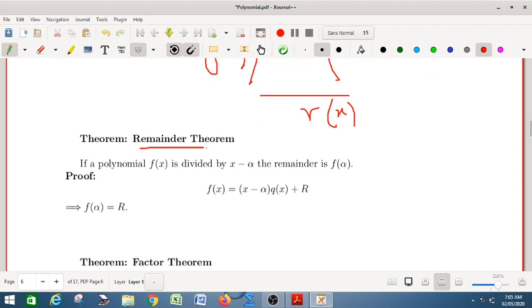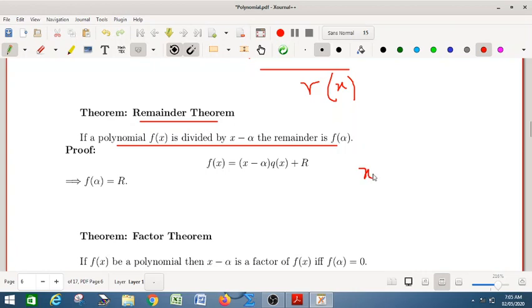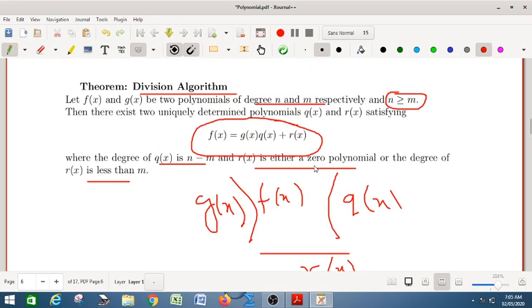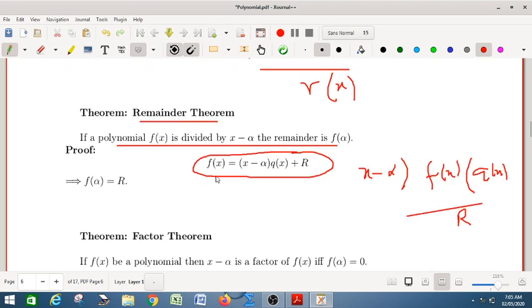Next we'll state the remainder theorem. If a polynomial f(x) is divided by x minus alpha, the remainder is f(alpha). That is, suppose f(x) is divided by x minus alpha, and suppose q(x) is the quotient and r is the remainder. Then from the division algorithm for polynomials, we can say this relation: f(x) is equal to (x minus alpha) into q(x) plus r.